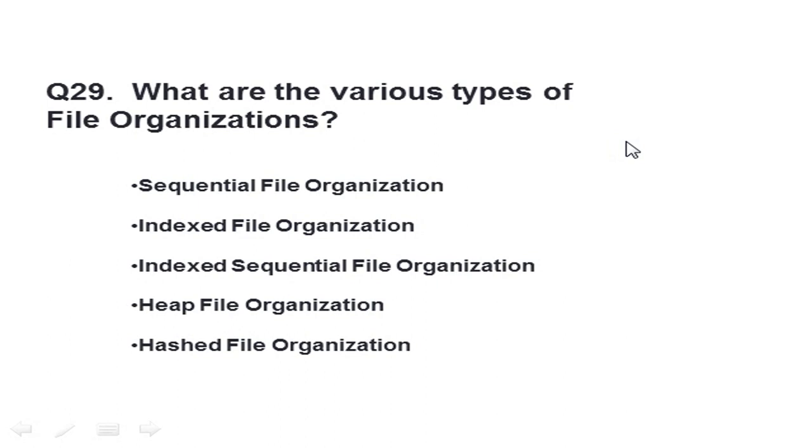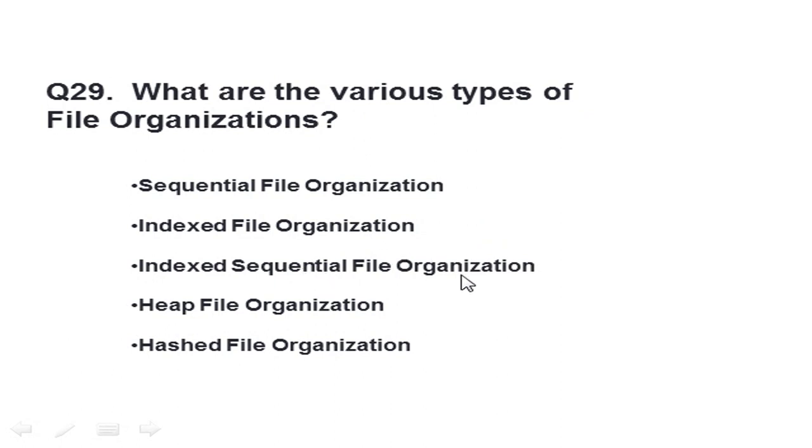If 10 records are there, for example, and you want to access the fifth record, then you have to start right from the beginning, that is from your first record, move to the second, third, fourth, and finally you come to the fifth record. That is what is called sequential file organization. Index file organization: here you maintain a separate index file, which is a small file using which the records are arranged in a file.